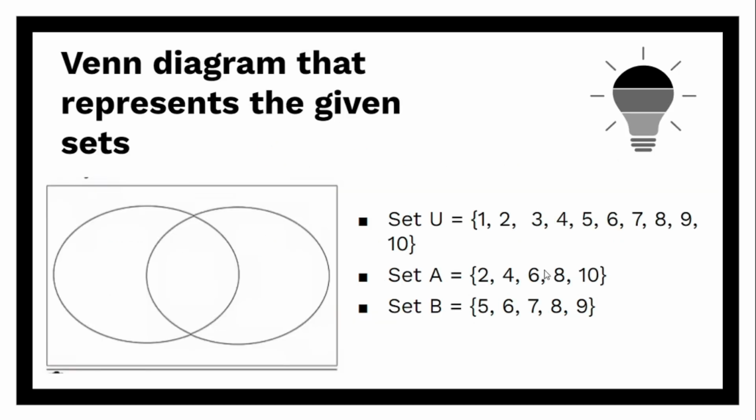So, ngayon naman meron tayo ditong Venn diagram which will represent the given sets. So, we have here the universal set or yung set yun natin is equal to 1, 2, 3, 4, 5, 6, 7, 8, 9, 10. Set A natin ay 2, 4, 6, 8, 10. At ang set B ay 5, 6, 7, 8, 9. So, ang gagawin natin is to construct this Venn diagram na magre-represent ng lahat ng ito. Itong mga sets natin na to.